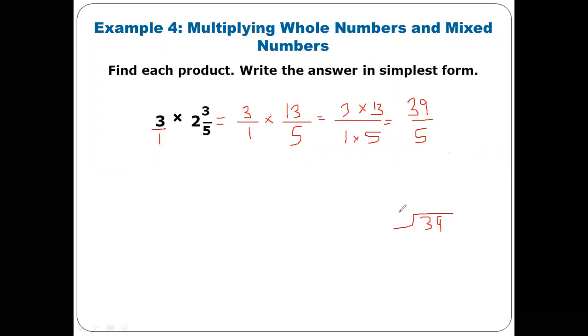39 divided by 5. 7 times 5 is 35, and after subtracting the numbers, we will get 4 as a remainder. We use 7 to put it in the whole part. The remainder will be as a numerator, and we keep the same denominator.